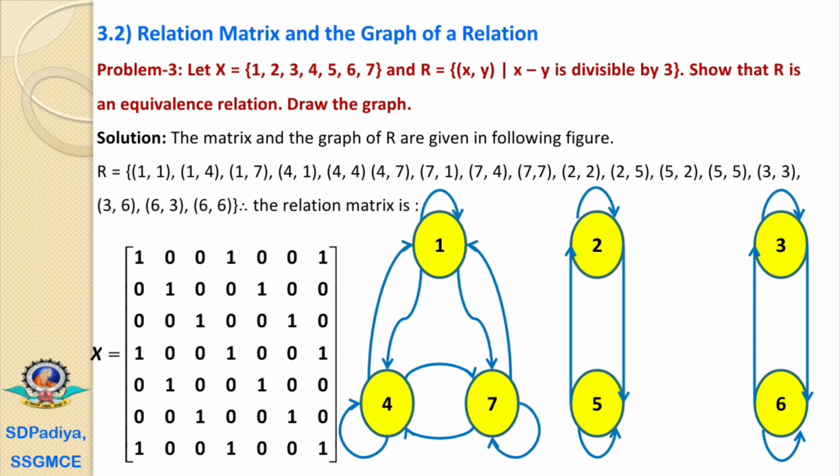That's why if X has a relation with Y and Y has a relation with X, then it is symmetric. That's why this relation is symmetric.